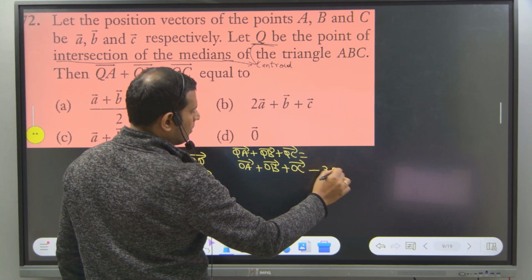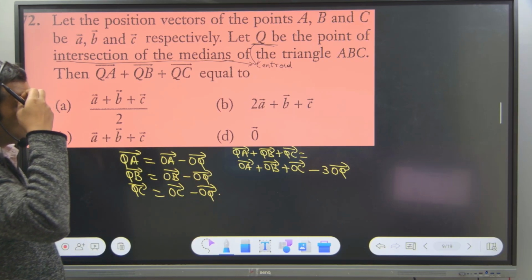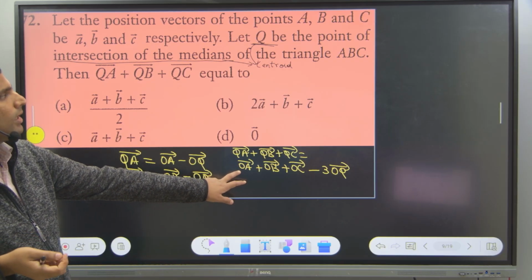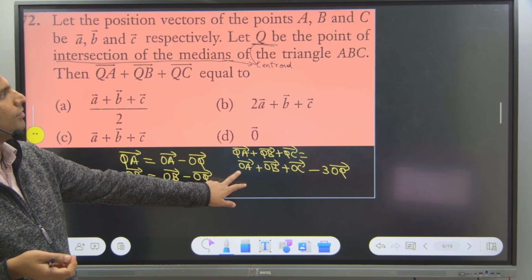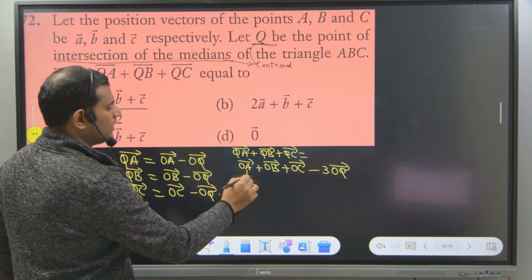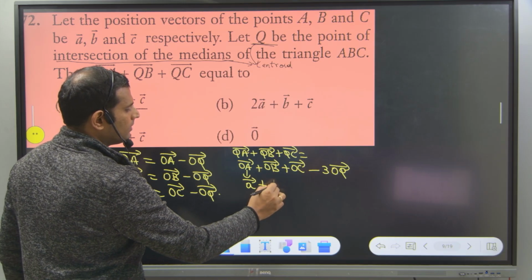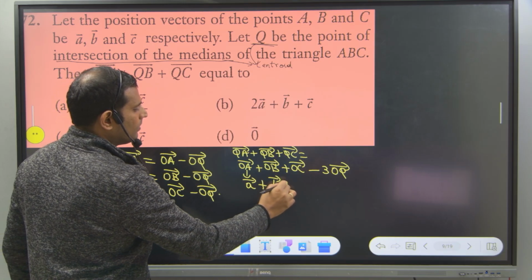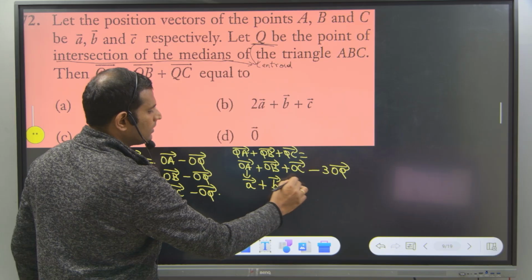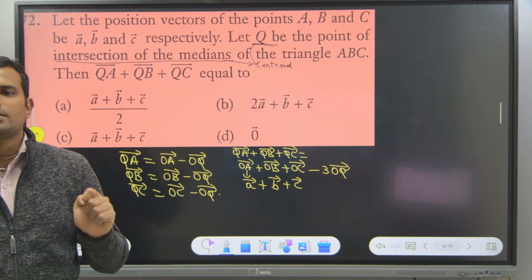3 times OQ. What is OA? OA is the position vector of A, that is given as vector A. So I will write vector A for this. What is OB? Vector B. What is OC? Vector C. Now OQ is the centroid.